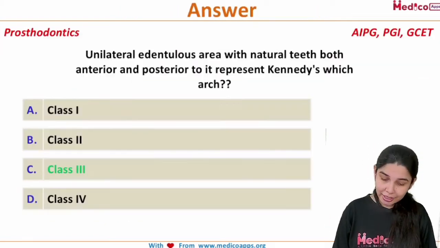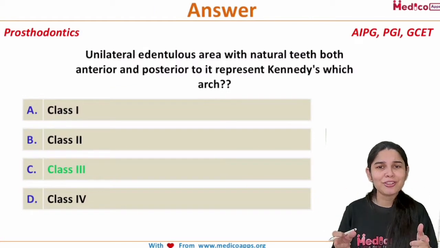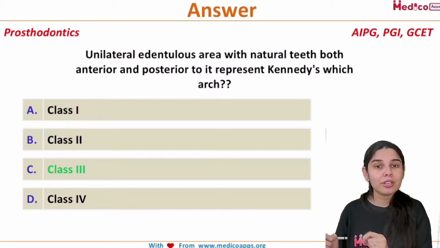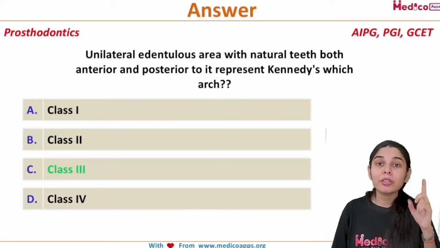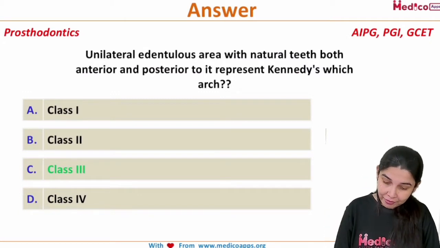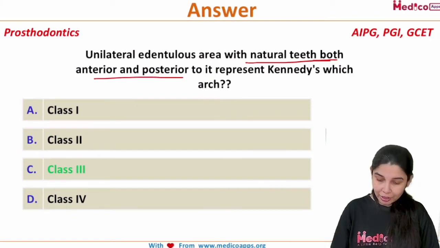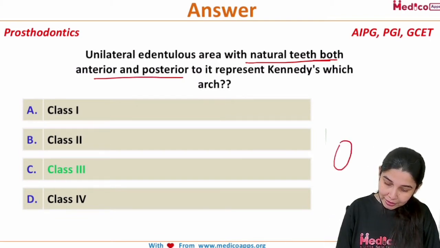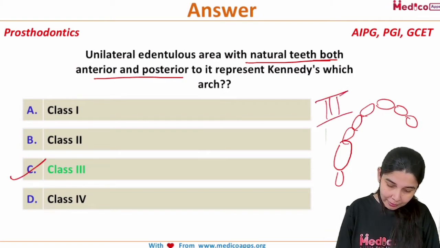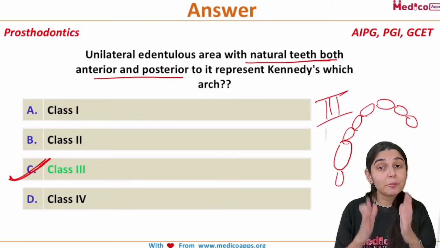So quickly, let's resolve the question and get the answer. The question was about a unilateral edentulous area. That means it is about class 2 or class 3. Moving ahead with the question again: with the natural teeth both anterior and posterior to it. It was class 3, which had the edentulous area with teeth anterior and posterior to it. So the answer will be class 3 for this particular question.